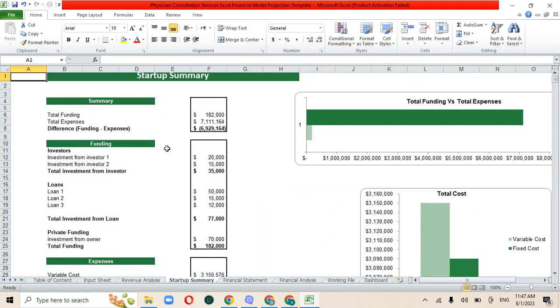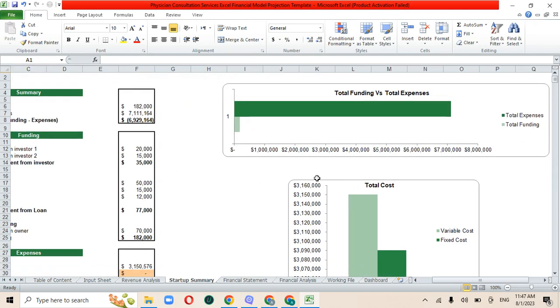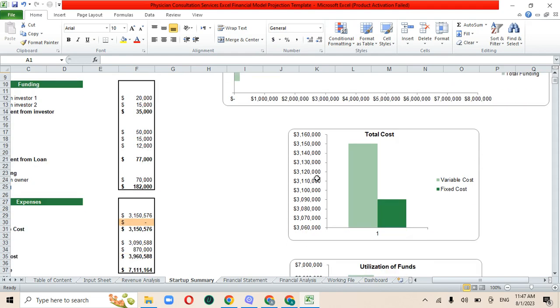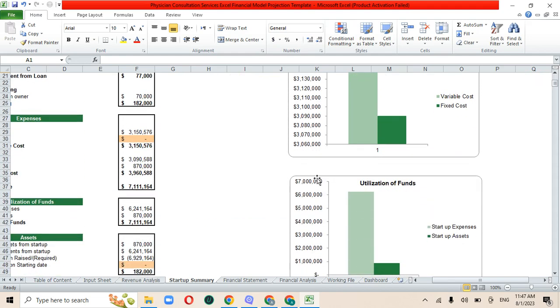Next, we have the startup summary. It estimates how much investment is required for the first year of your business. You can see that it also includes the graphical representation of total funding versus total expenses, total cost, and utilization of funds.